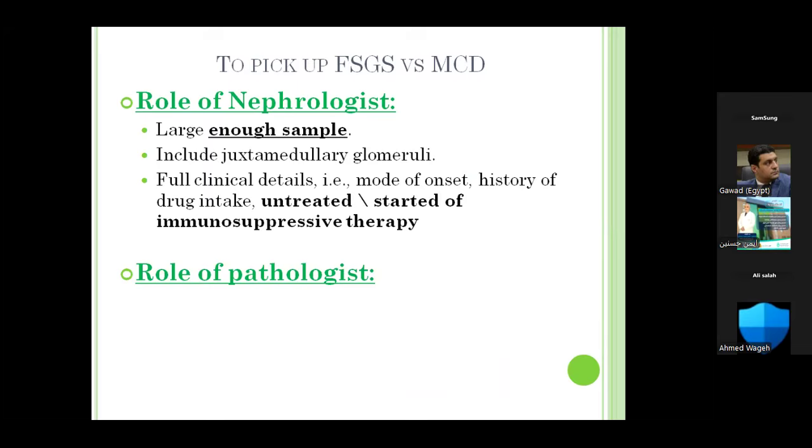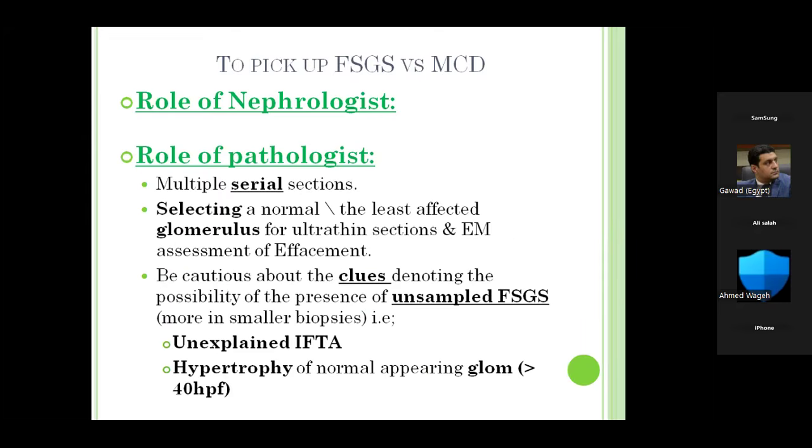that includes juxtamedullary glomeruli, where we used to say that focal segmental glomerulosclerosis starts in these glomeruli, the glomeruli that are near to the medulla. And you should give us full clinical details about the mode of onset and history of drug intake, which is very important to know if the patient started immunosuppressive therapy or not. And in the next slides, we will say why I should know whether the patient started immunosuppressive therapies or not.